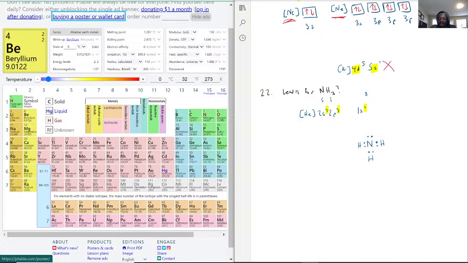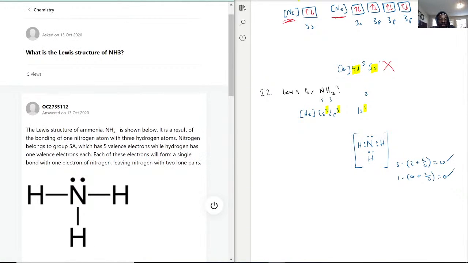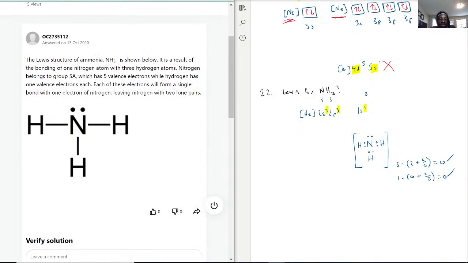Let's check the math. So we have 5 minus 2 plus 6/2. That indeed equals 0. And this one is 1 minus 0 plus 2/2. So this is it for the lowest structure for ammonia, which is what this is, since that's one thing you have to memorize. So yep, ammonia, NH3, and that's it.